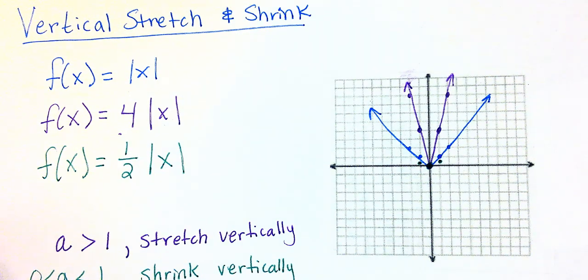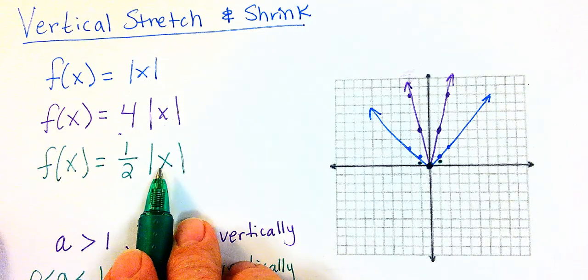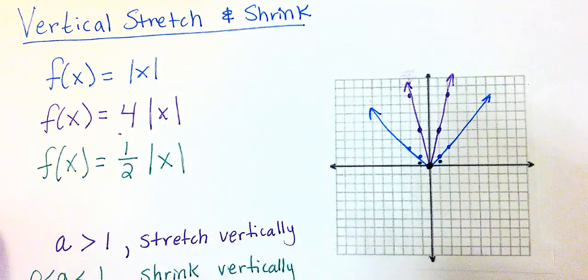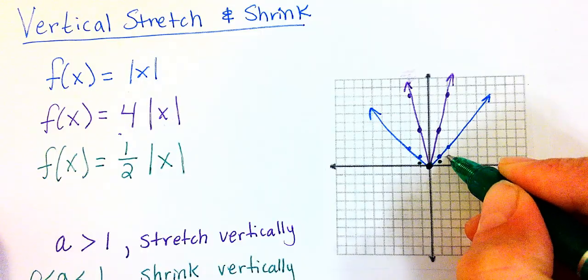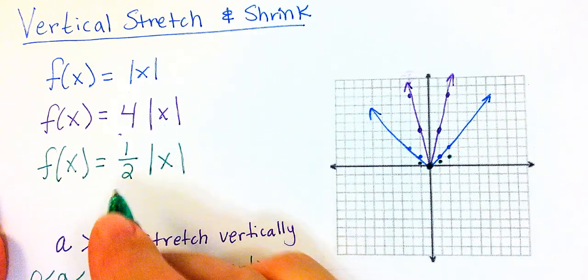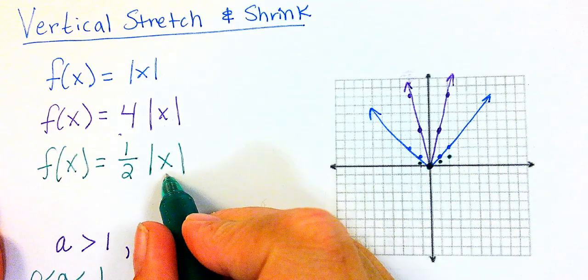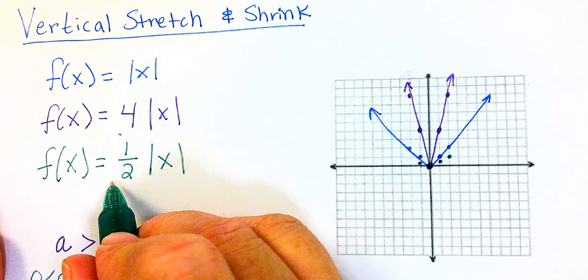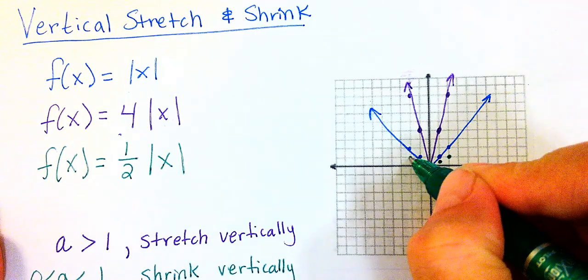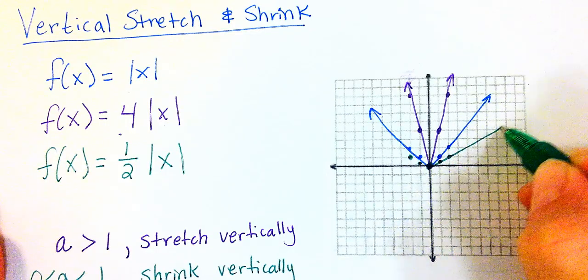Let's look at 2. Absolute value of 2 is 2. And then times 1/2 is 1. So now I have 2, 1. Absolute value of negative 1 is 1 times 1/2 is 1/2. Negative 2, absolute value of negative 2 is 2 times 1/2 is 1. And we could continue in that direction.